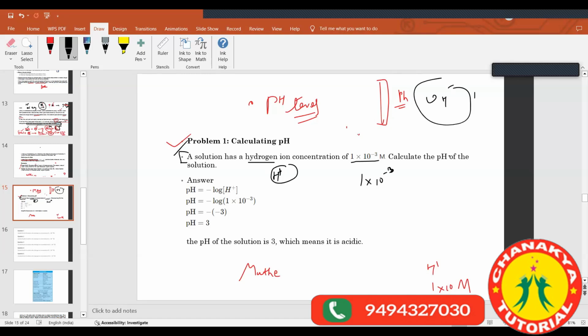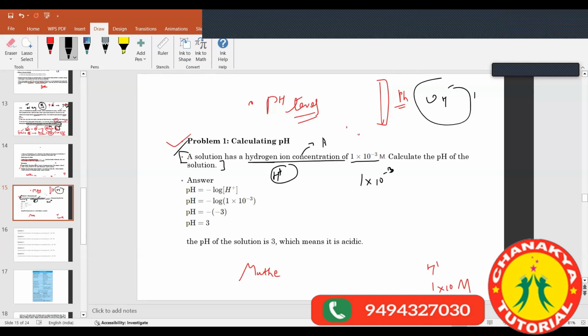That is why I told you that day there is a hint in the question itself: they have given the hydrogen ion concentration. So definitely this is going to be an acidic solution, because the question is to calculate the pH of the solution. Based on the pH, we can say whether it is acid or base. How can we say based on the pH level?